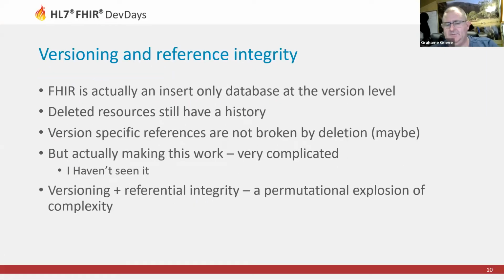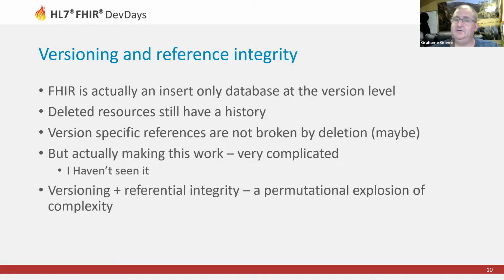So I want to talk about versioning and referential integrity. This is kind of obscure unless you've actually implemented the server API, but FHIR is understood in your head as an insert-only database at the version level. Every resource consists of a set of commits to a database of versions of the resource at a given time. And some of those versions are just a deleted flag. So a deleted resource still exists and has a history. You just get a 404 when you access it because the current version has the deleted flag on it.